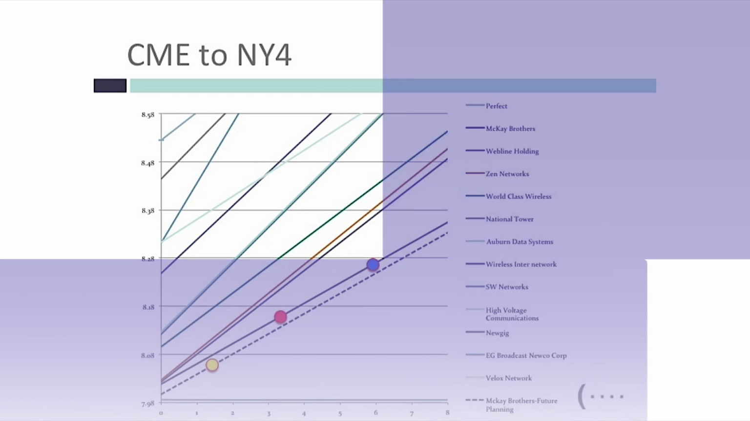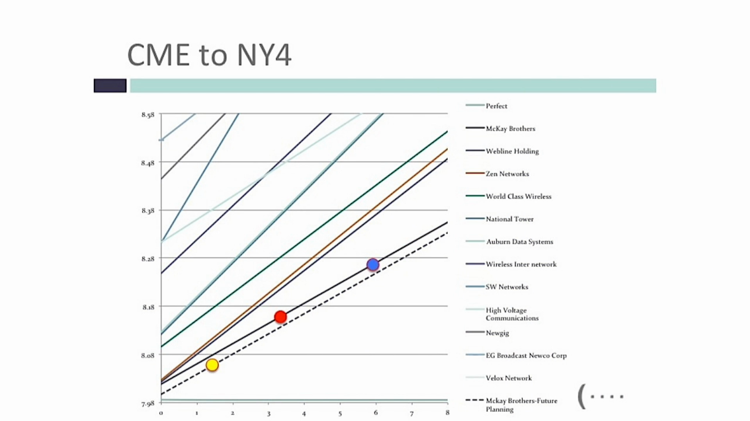So CME to Carteret is one of interest. You also have CME to NY4. I will go a little fast there. We are the only published latencies, and this is a competitive situation. CME to NY4 is actually the route which is in the most demand, so I wonder why we don't have more competition here. I think that we will eventually have some.